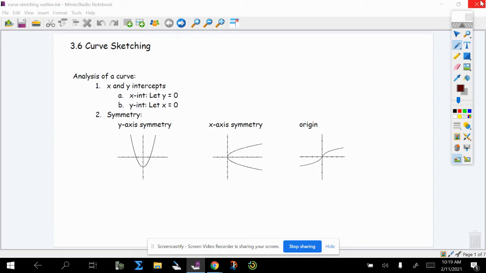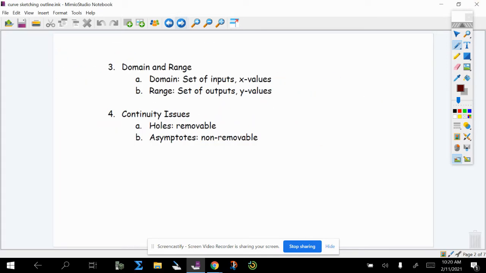You should be able to understand symmetry in a graph. We'll actually use that a lot more later in the class. But from an algebra standpoint, you should be able to identify symmetry over the y-axis, symmetry over the x-axis, which is not actually a function, and symmetry over the origin, or rotational symmetry.